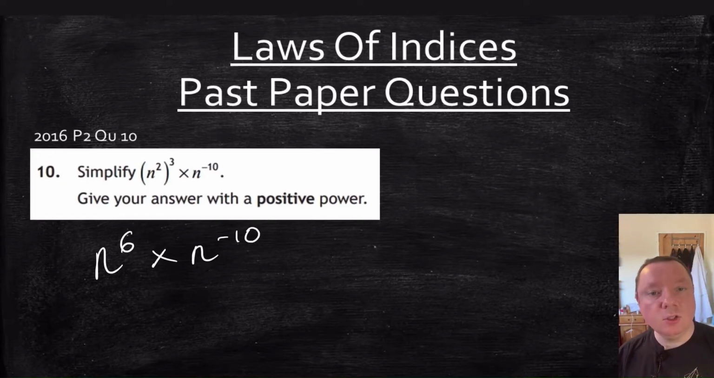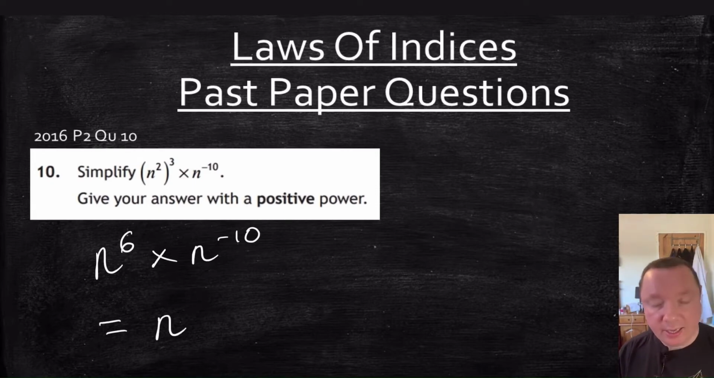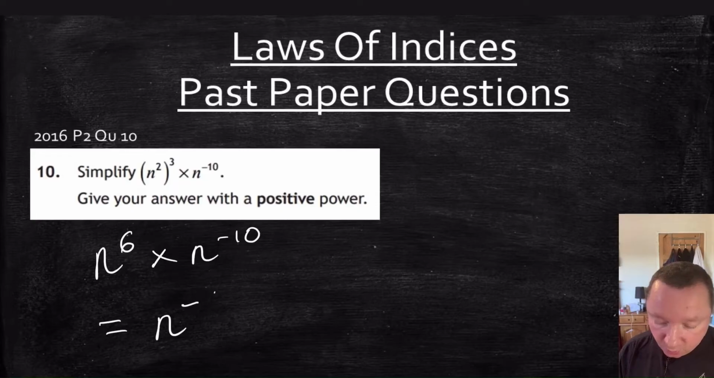Times in indices, which means we can add the powers. So that gives me n, 6 take away 10 is negative 4. Leave your answer as a positive power. The last little thing then: 1 over n to the 4.